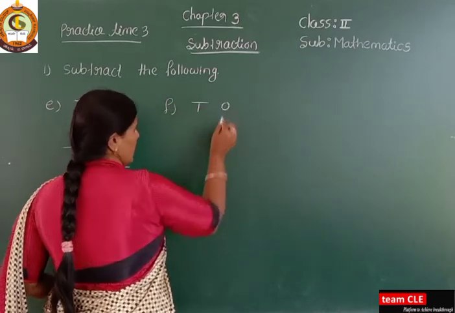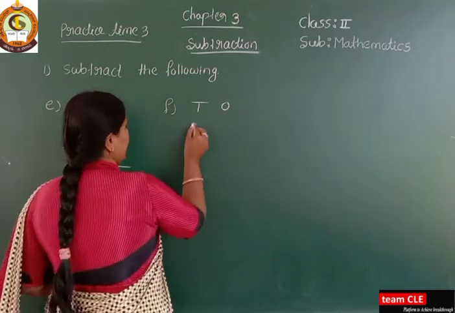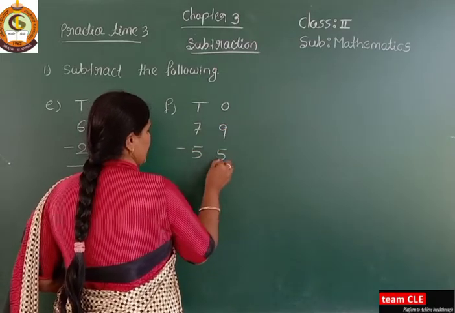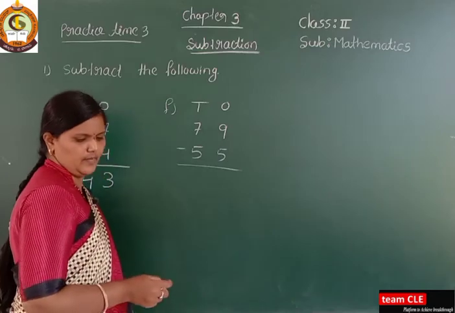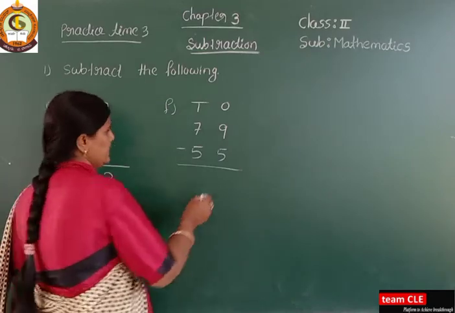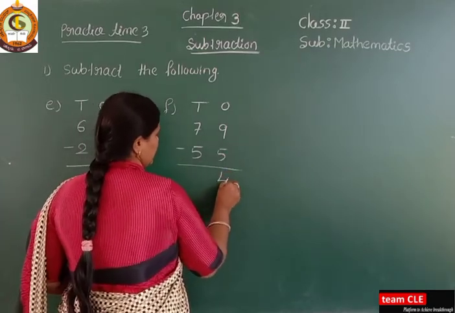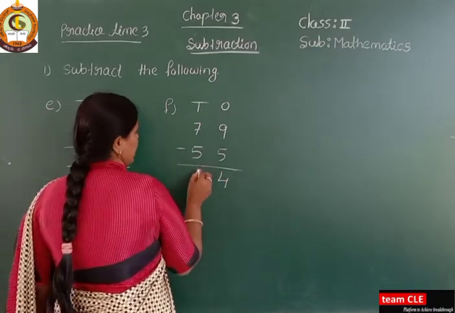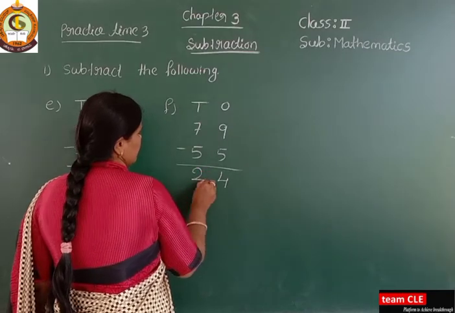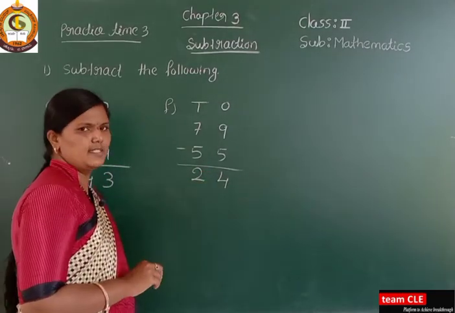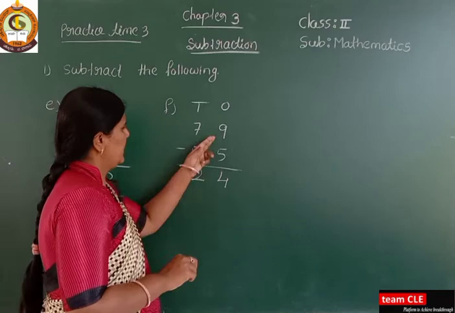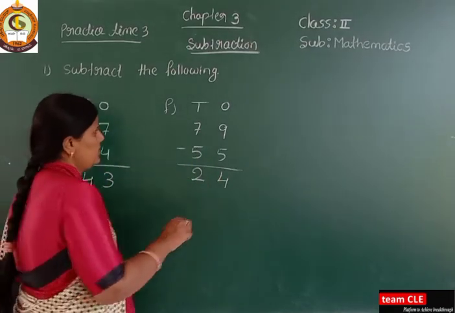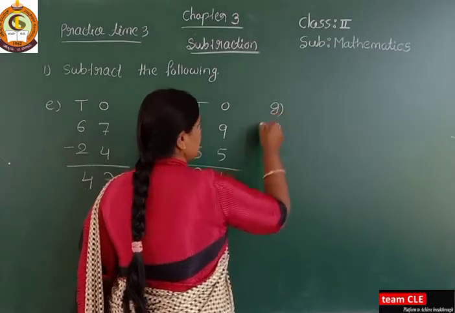Next, tens, ones, 79 minus 55. 9 minus 5 is how much? 4. 9 minus 5 is 4. And 7 minus 5 is how much? 7 minus 5 is 2. So the answer is 24.